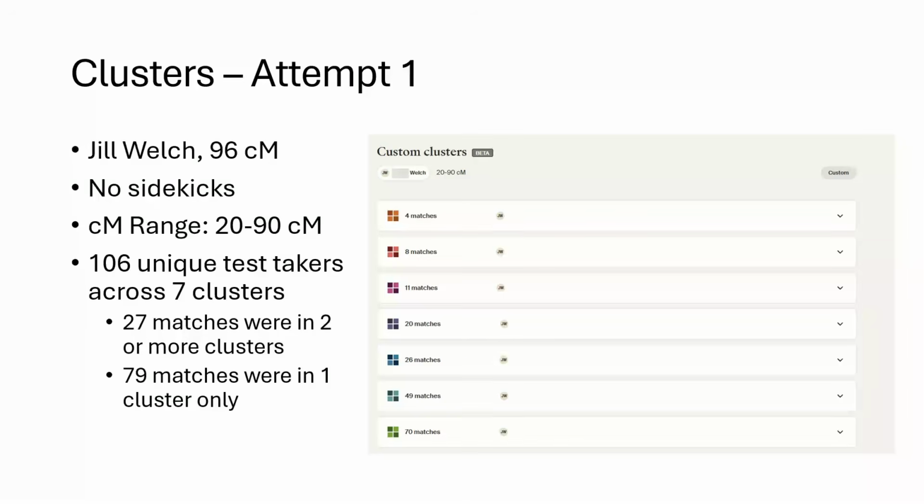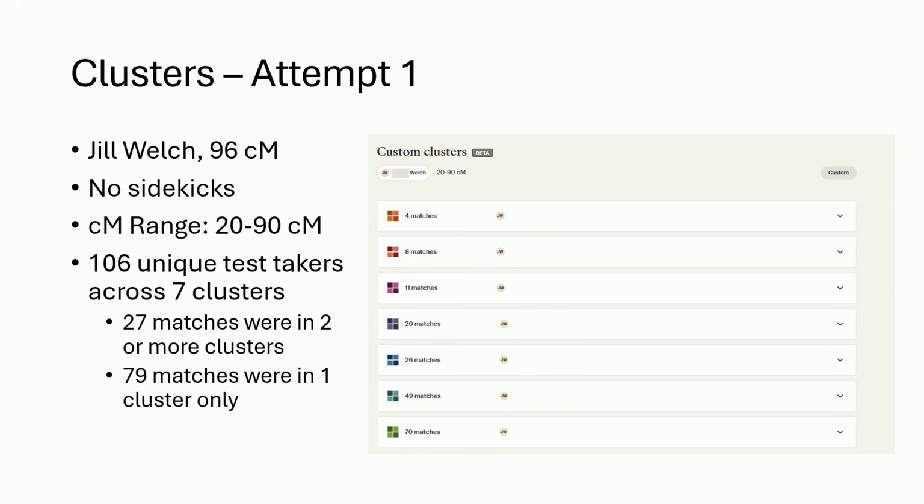So for my first attempt at making custom clusters, I decided to just generate the clusters using Jill without any sidekicks, using a centimorgan range of 20 to 90 centimorgans. After counting up all the matches, which overlapped quite a bit, it was harder than you might think to count these up.